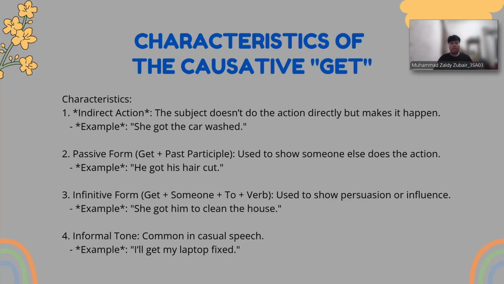The characteristics of causative get. Number one, indirect action. The subject doesn't do the action directly, but makes it happen. Example: she got the car washed. Number two, passive form, get plus past participle, used to show someone else does the action. Example: he got his hair cut.